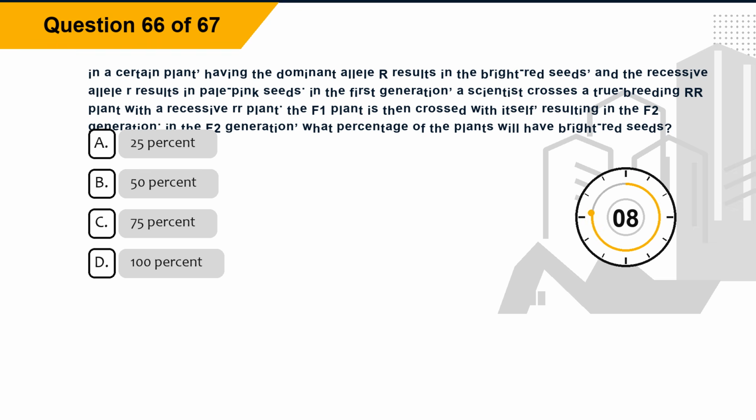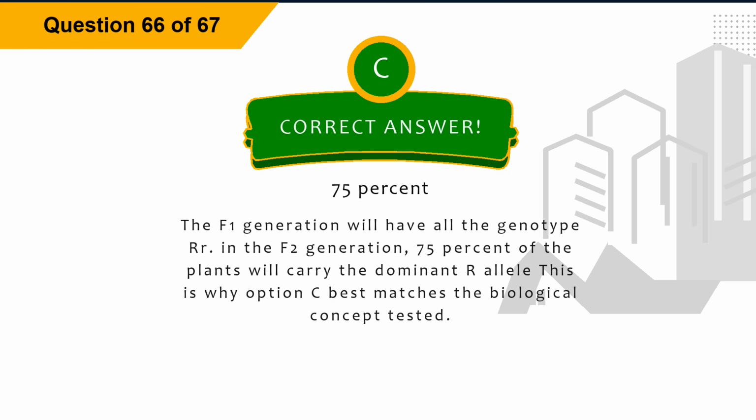Option A, 25%. Option B, 50%. Option C, 75%. Option D, 100%. The correct answer is option C, 75%. Explanation: the F1 generation will all have the genotype Rr. In the F2 generation, 75% of the plants will carry the dominant allele. This is why option C best matches the biological concept tested.